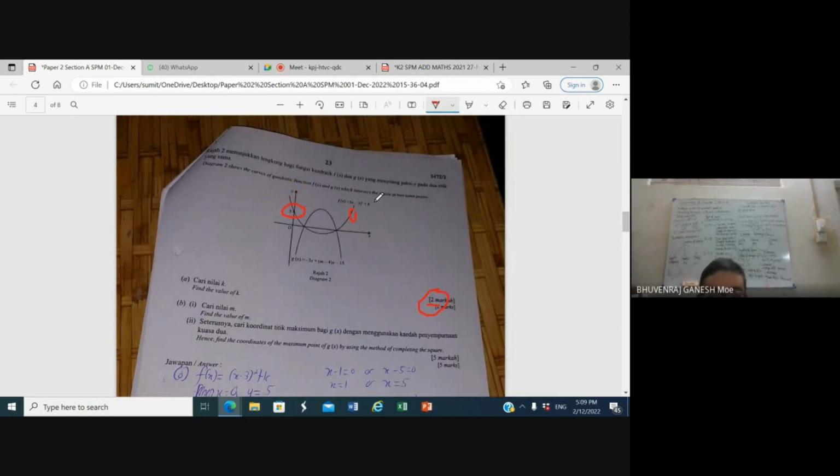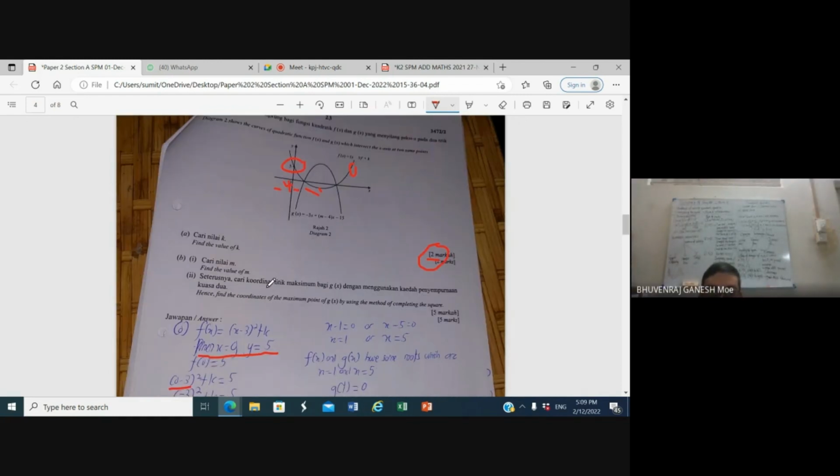K is negative 4 because you see the minimum point is here, right? And there's a chance of being negative 4. You see if I project here, negative 4. Makes sense, right? So that's how you can check also your answer.